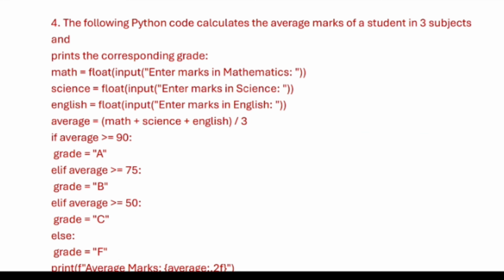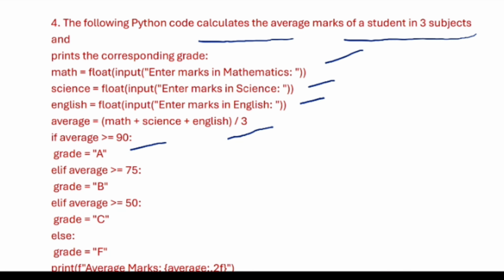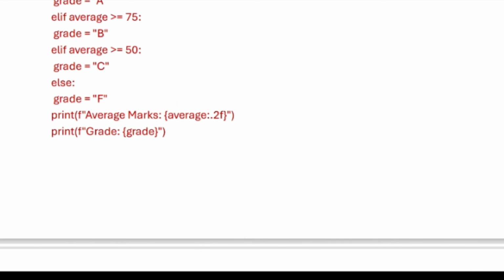Next is Python code to calculate the average marks of 3 subjects of the student, which we are given: maths, science, English, and the average of marks is given in the program. Then the grade, B grade, C grade, how the marks are distributed, and how to calculate the average marks and print. You should get a grade like that, as the program is given. We have to get an output for that.